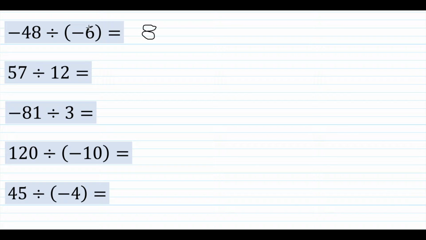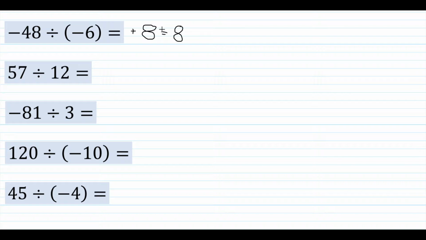So, considered as same sign. Same signs, ang rule natin, that would be positive. Since we don't need to write the positive sign, we can just answer this one as 8. Okay?